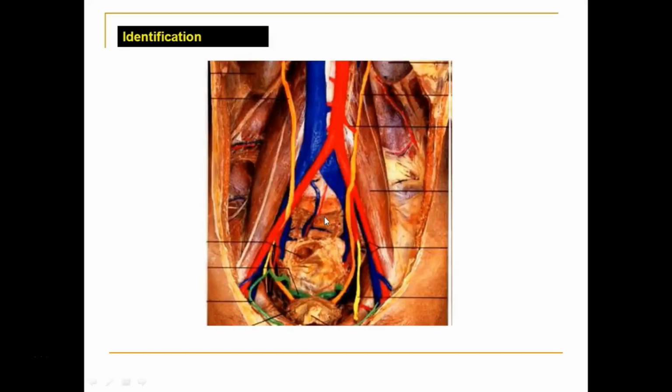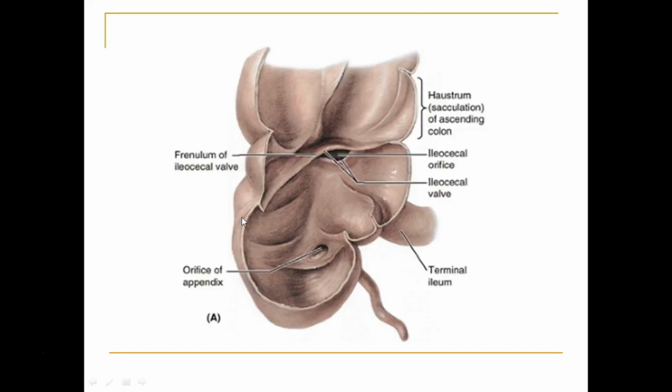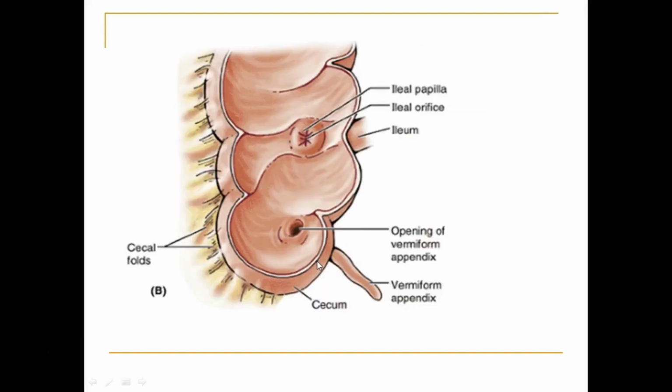And for identification purposes, this diagram you can make out. Here we have the lateral femoral cutaneous nerve, this is the genitofemoral nerve, and lateral to it we get the femoral nerve, and the psoas major muscle, this is the iliacus muscle. The valve you can make out is the ileocecal opening with frenulum, and this is the appendicular opening with the valve of Gerlach.